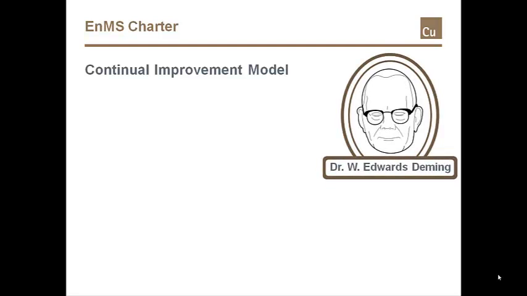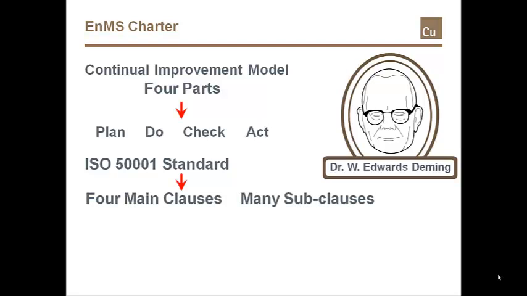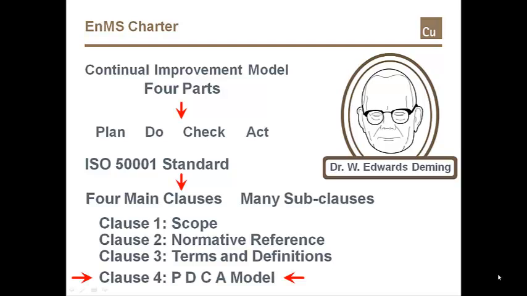Each of the preceding items takes place in the context of the Continual Improvement Model, pioneered in the 20th century by Dr. W. Edwards Deming. This model has 4 parts: plan, do, check, act. The ISO 50001 standard is divided into 4 main clauses and many subclauses. Clauses 1 through 3 are the scope of the standard, normative references, terms and definitions respectively. The contents of Clause 4 of the standard contain the Plan, Do, Check, Act model.